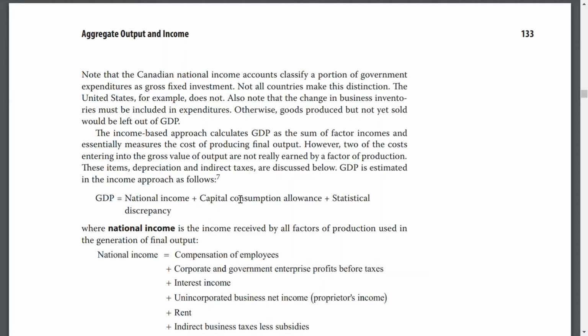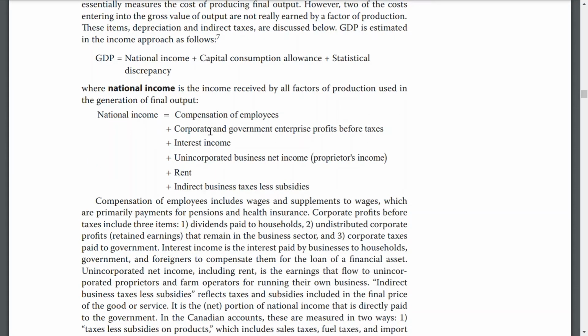The income-based approach to calculating GDP is the sum of the factor incomes and essentially the measure of the cost of producing final output. However, two of the costs entering into the value of output are not really earned by factors of production. These items, depreciation and indirect taxes, are discussed below. GDP is estimated by the income approach as follows, using this formula. National income is the income received by all factors of production used in the generation of final output.